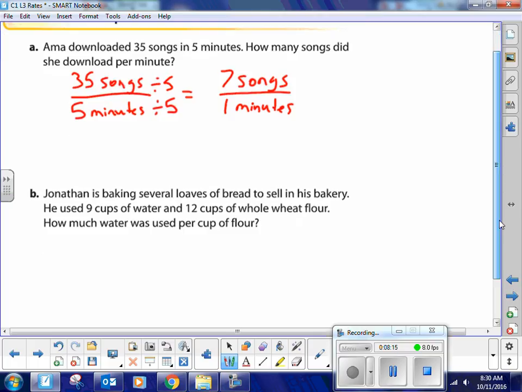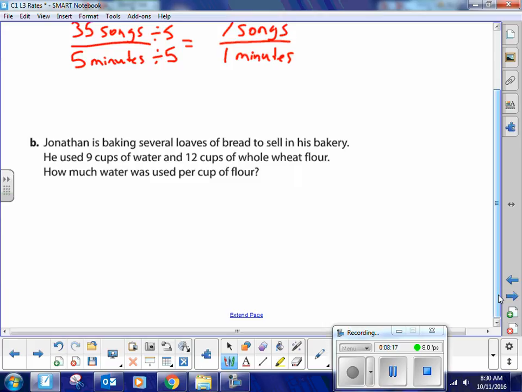Jonathan is baking several loaves of bread to sell in his bakery. He uses 9 cups of water and 12 cups of whole wheat flour. How much water was used per cup of flour? Okay, so they want to know water to flour. So 9 cups of water to 12 cups of flour.